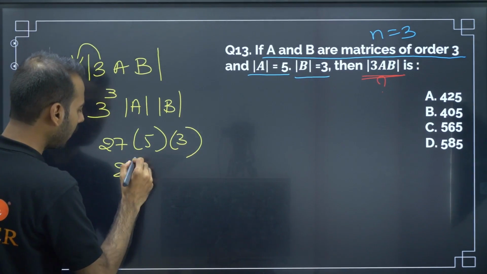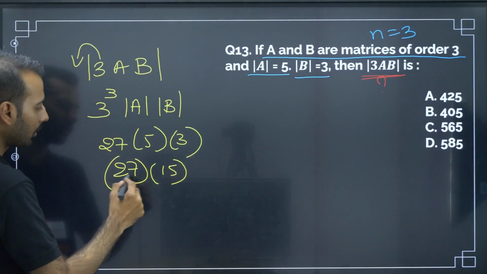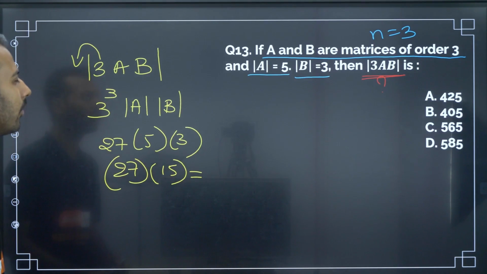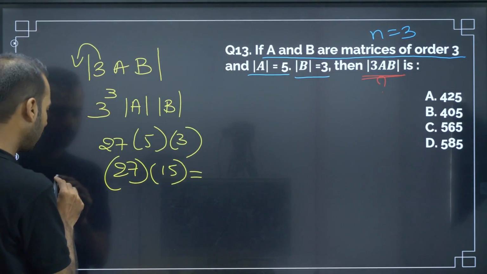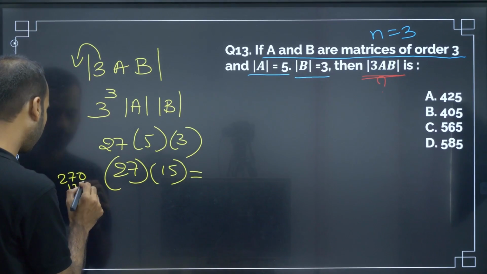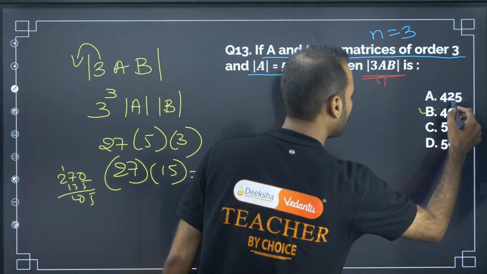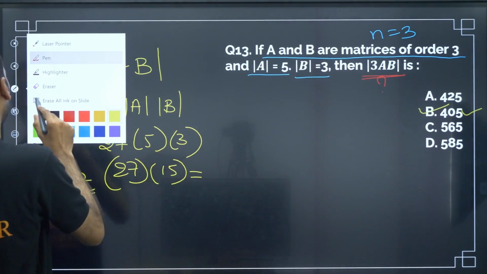So 27 into 15. If you multiply, 270 and then 135, which gives 405. So 405 should be the answer for this. Now moving on to the next question.